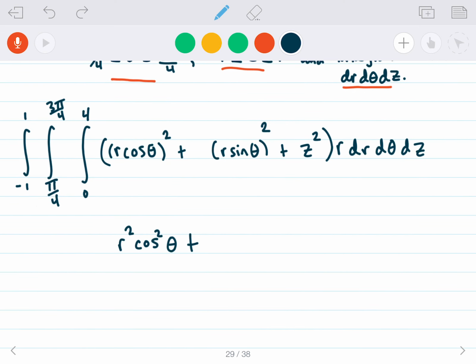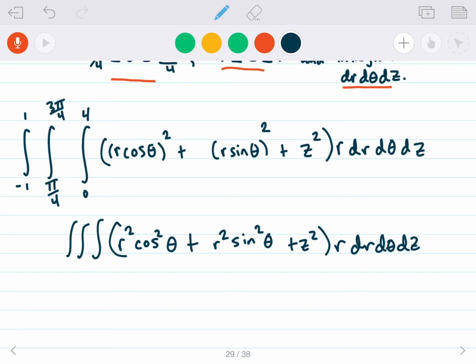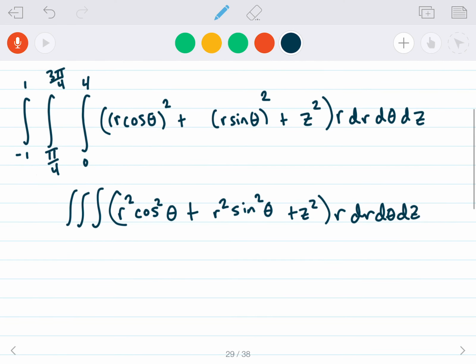Okay, so anyway, squaring this, I get r squared sine squared theta plus z squared. This is all times r, dr, d theta, dz. And we have our triple integral. Okay, simplifying this even further, I can factor out an r squared on the inside to give me cosine squared plus sine squared, which I like. That's just 1.